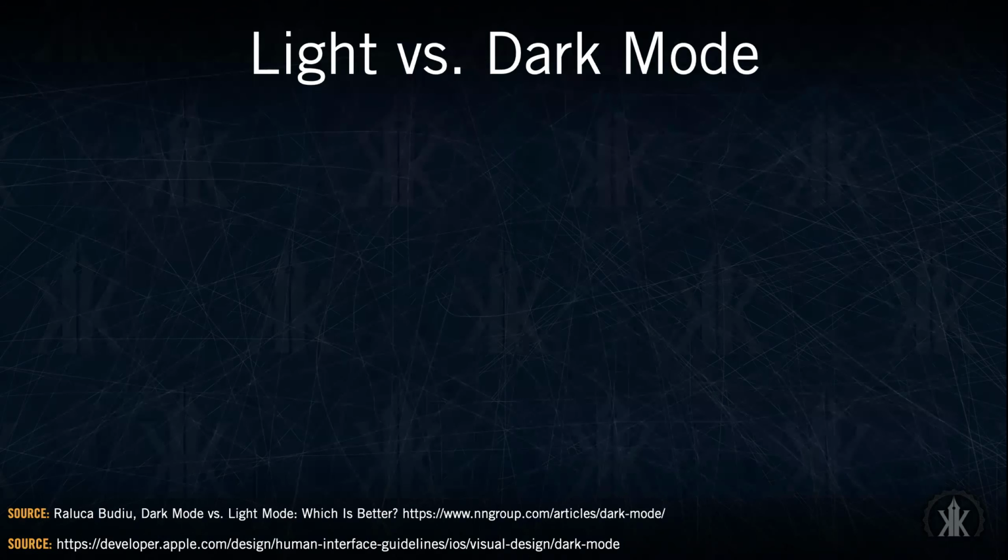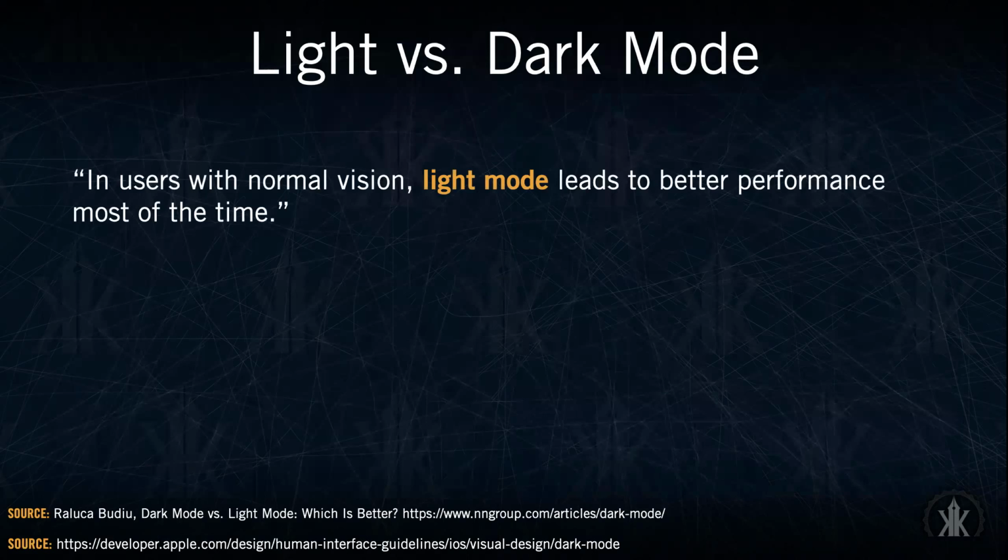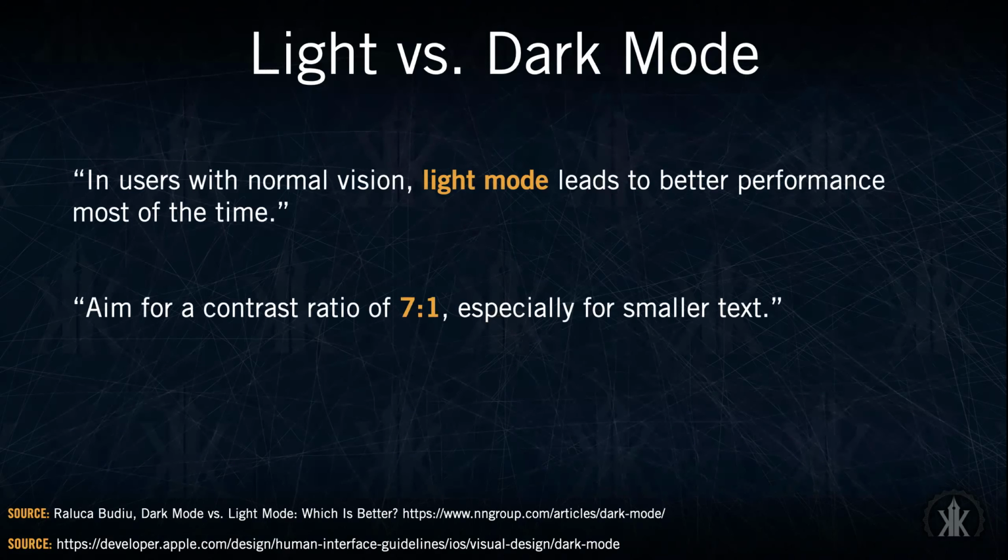A few of the challenges to consider if you're looking into doing light mode versus dark mode, or say if your stakeholders are asking about it, is that generally light mode tends to lead to better performance most of the time, and you're still looking for a contrast ratio of 7:1. I'd add to that a little bit. One thing I found is when I make accessibility a core requirement of all of the projects where I'm able to put this input in.